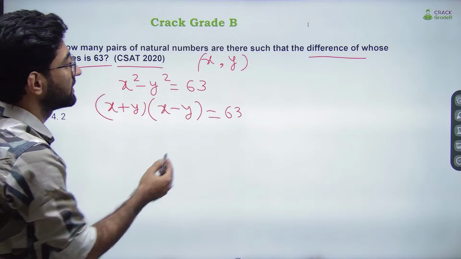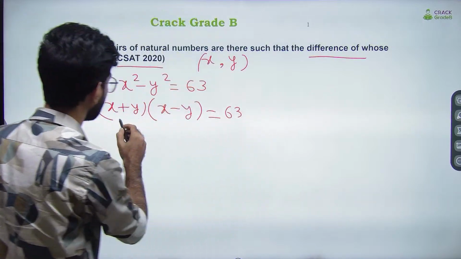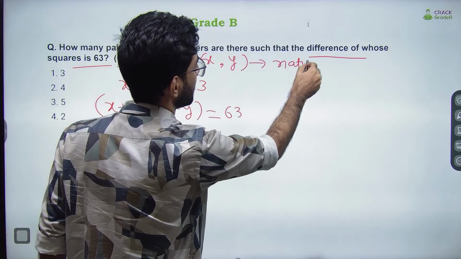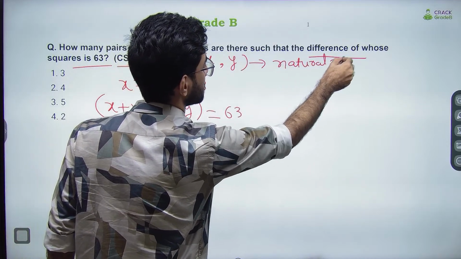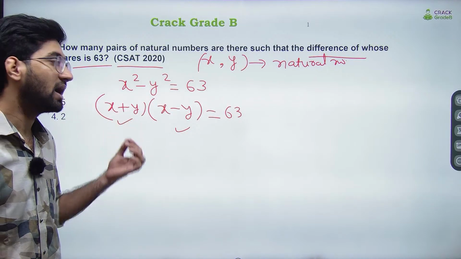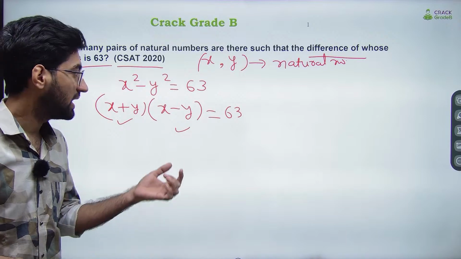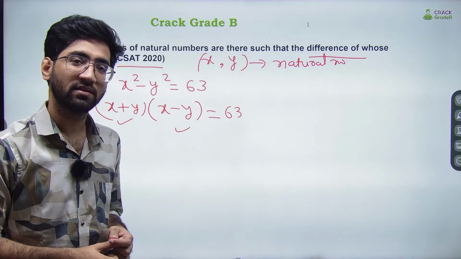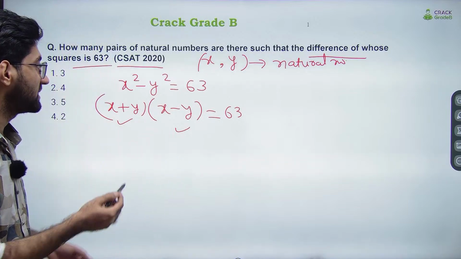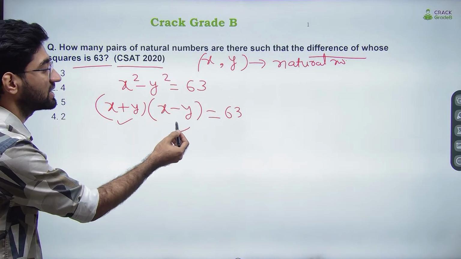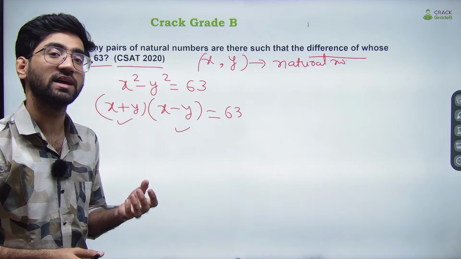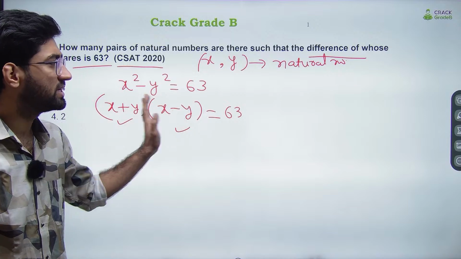So now tell me, if x and y are natural numbers, one thing is sure: x plus y will also be a natural number, and x minus y will also be a natural number. Obviously the condition is simple, that x is greater than y. Then if you do x minus y, you will get a natural number. But don't think about those things.